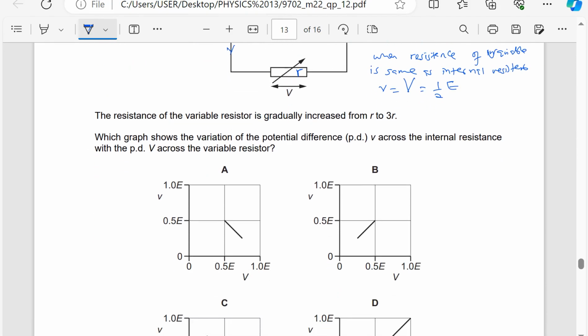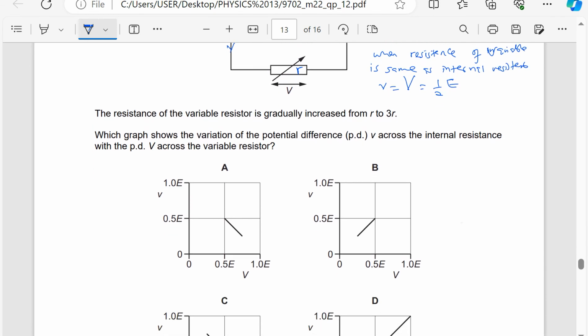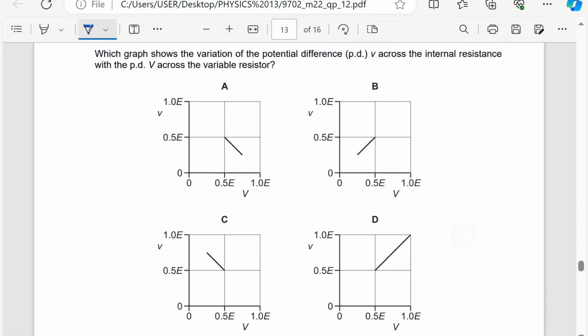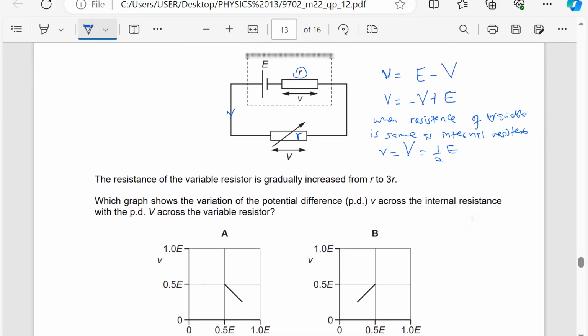So our graph should be at a point where both of them, capital V and small v, are the same. So all our graphs have that point. So that one is not a good checking point.